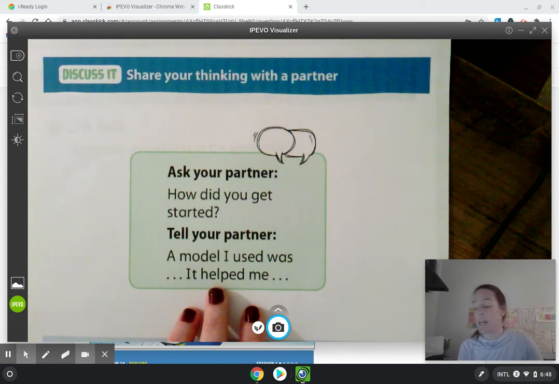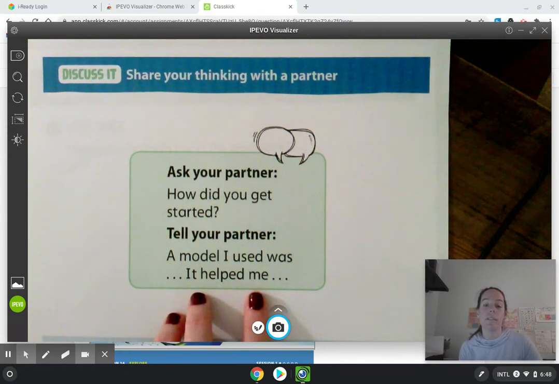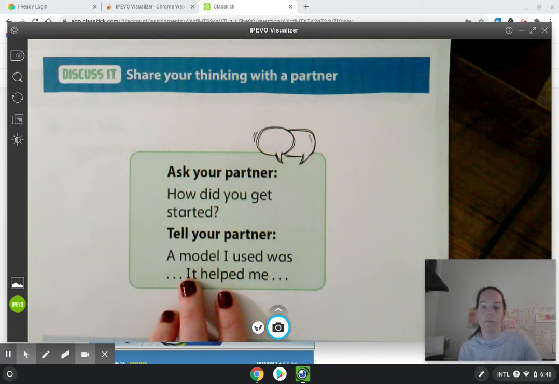Maybe you said, I got ready to add 214 and 131. I set up my problem like that. Maybe you said you wrote using expanded form or drew pictures with base 10 blocks. What was a model you might have used and how did it help you?